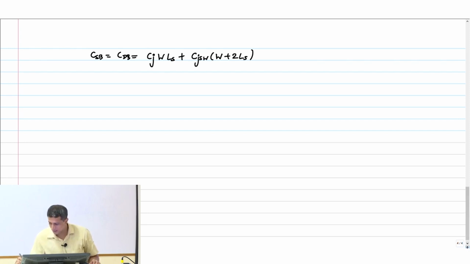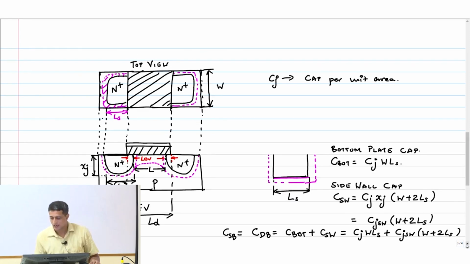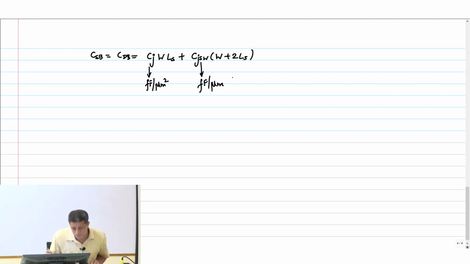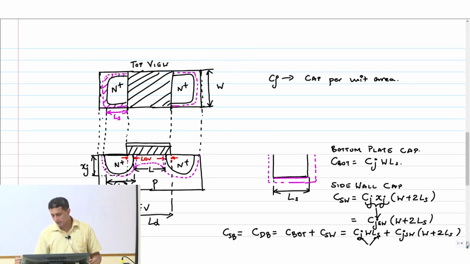My question I asked you is, like I combined this into CJSW, why can't I combine CJ into LS and give you one number? Say that also I will make it a capacitance, because now look at what is happening. This guy is femtofarad per micrometer square, capacitance per unit area. This guy is femtofarad per micrometer. What I am asking you is, why do I have to worry about that? Why didn't I make this also?